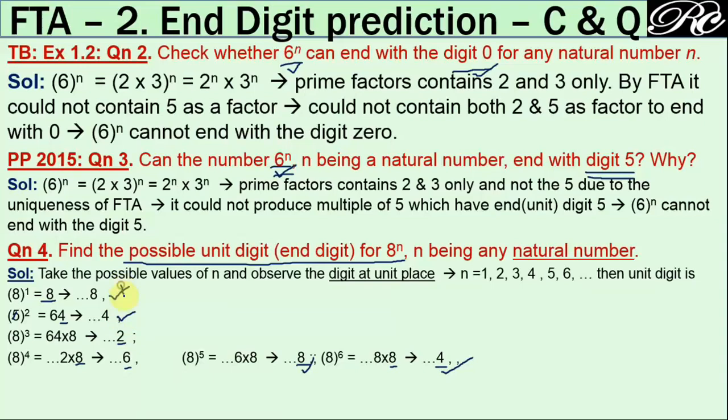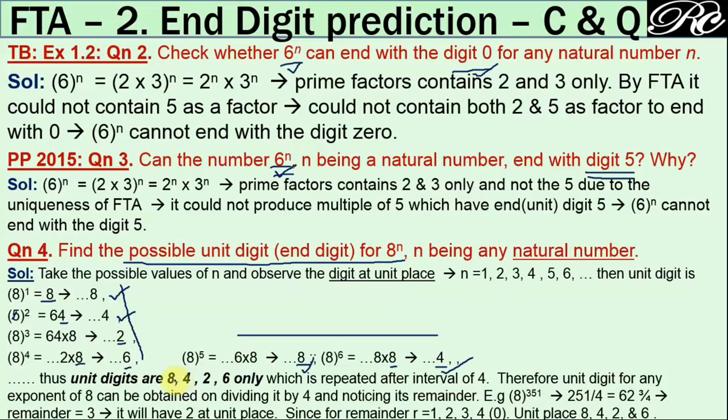Here we are observing that the set of these 4 digits at the unit place is being repeated for all others. Therefore, the possible unit digits could be 8, 4, 2 and 6 only. There cannot be any other digit at the unit place. And this can also be used: this is called repetition or periodicity. It can be used to determine the unit digit for any particular value of n.